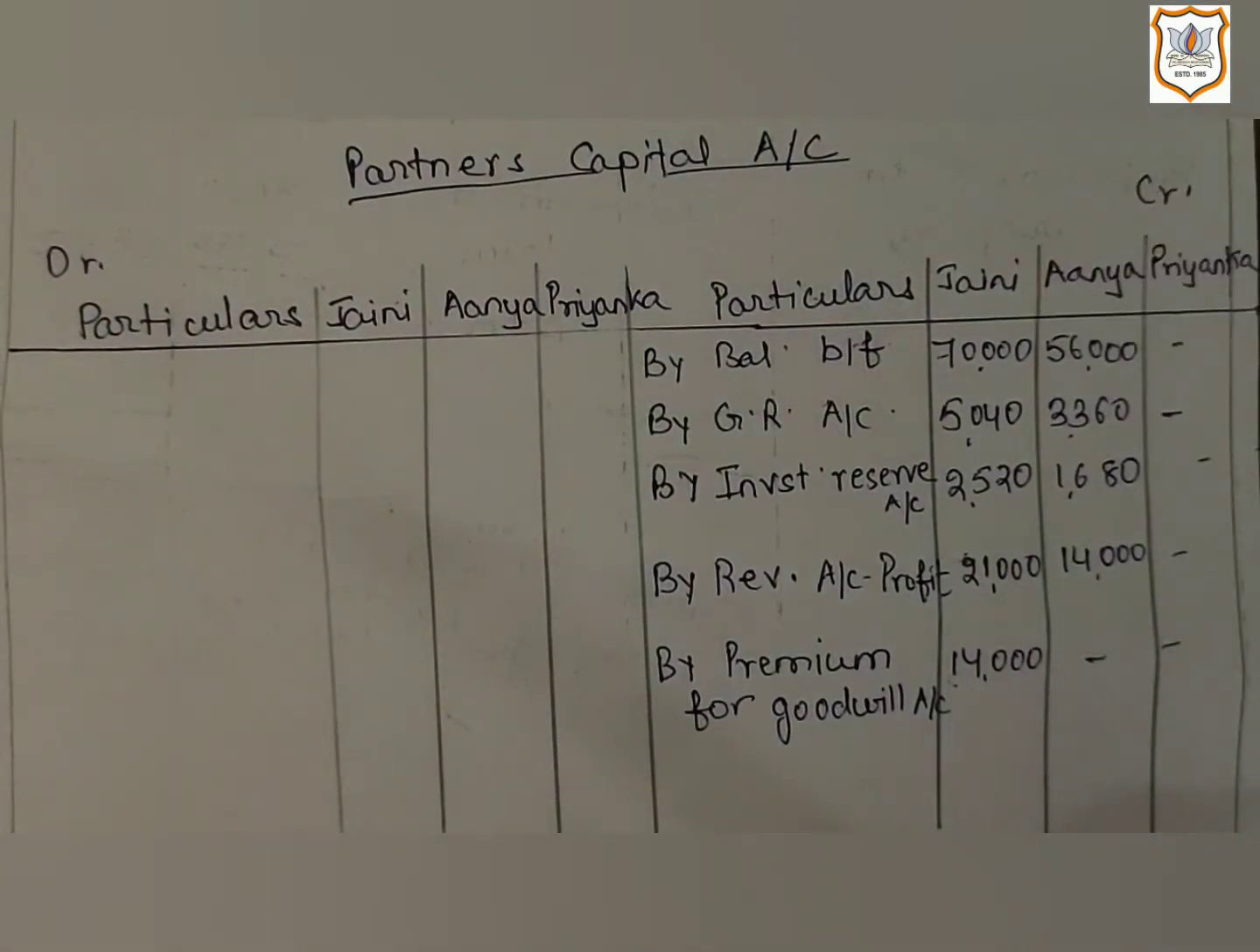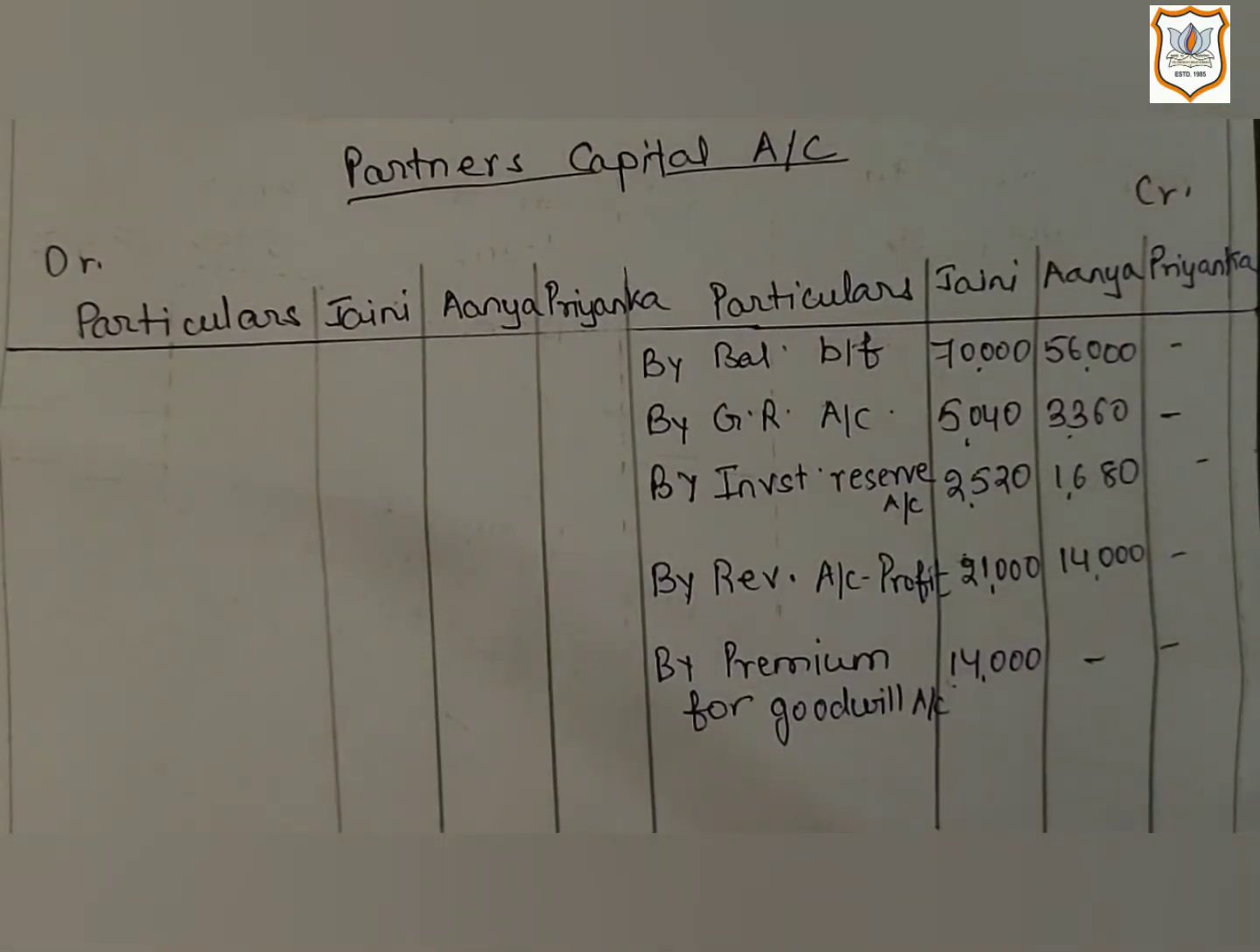Now in the second point, it is given that Priyanka will bring her capital equal to 20% of the new total capital of Jenny and Anya. For that we need to know the total capital of Jenny and Anya, and we will be able to find it only after giving effect to all the adjustments, that is, adjustments as to goodwill, reserves, if any, and revaluation account, etc. So let's move further.